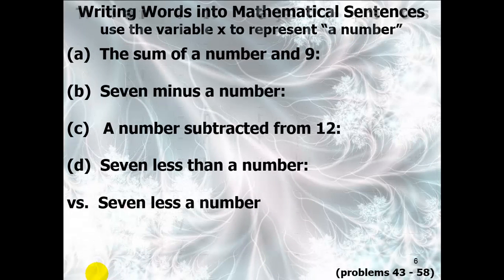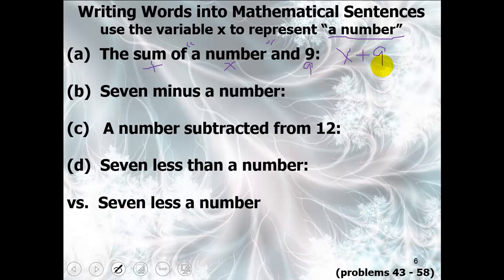So let's try our hand at some of these. The sum of a number and 9. All right, let's read this title up here because we're told what to use when we see the word number. Okay? Writing words in mathematical sentences. Use the variable x to represent a number. So here's a number, so we're going to plug in x and 9. So this is x plus 9.